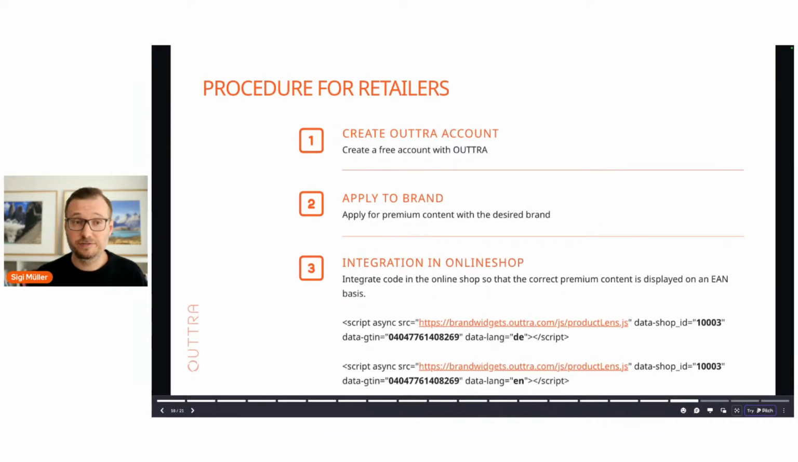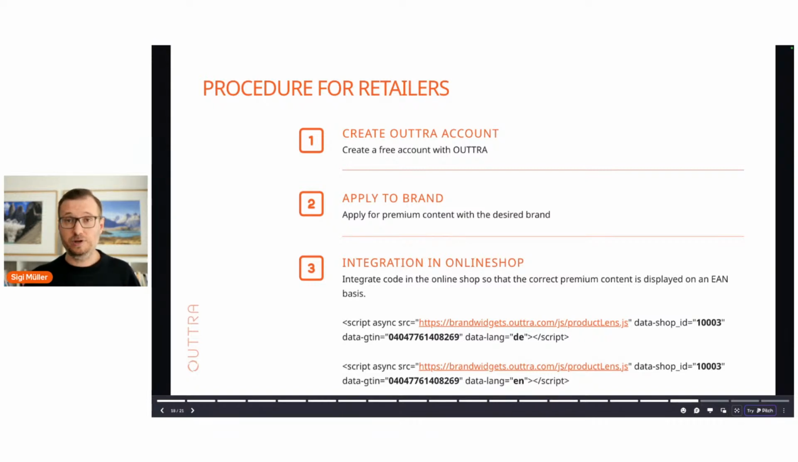What's the procedure for the retailers? The first thing is to create an OUTTRA account. It's free. Just go on in.outtra.com. Then you can create an account there. There you can select a brand and apply for the product lens for this specific brand.